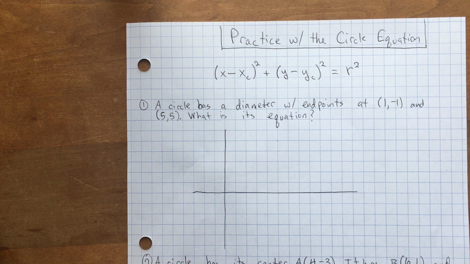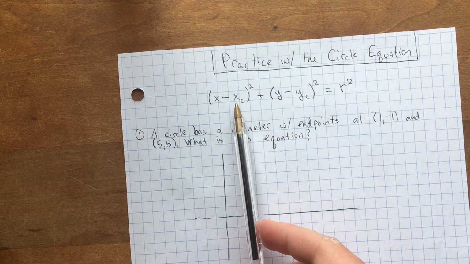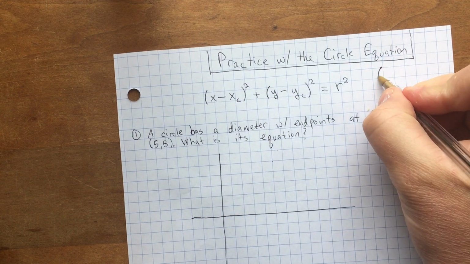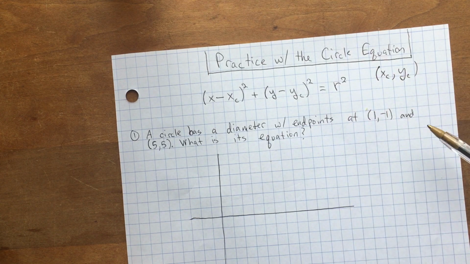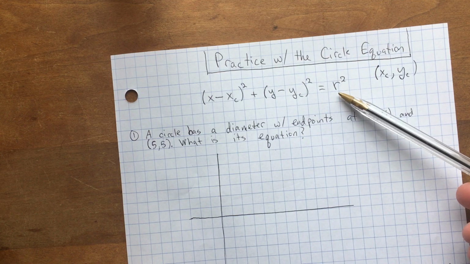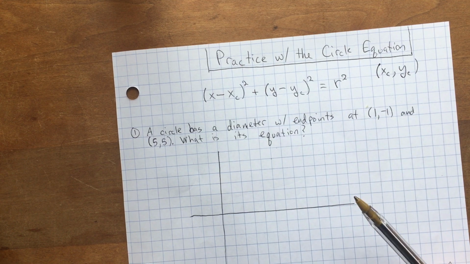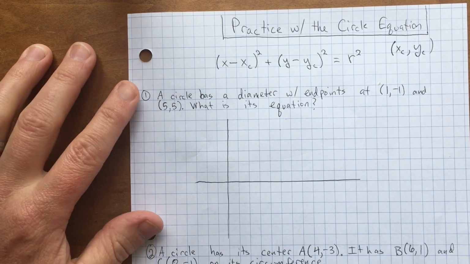Now that you know that you can write the equation for a circle, if you know the coordinates of the center are at, like, x sub c, y sub c, right? And the radius is whatever that is. We can write the equation of any circle, and so we're going to practice writing some circle equations today. Look at them in some different ways.